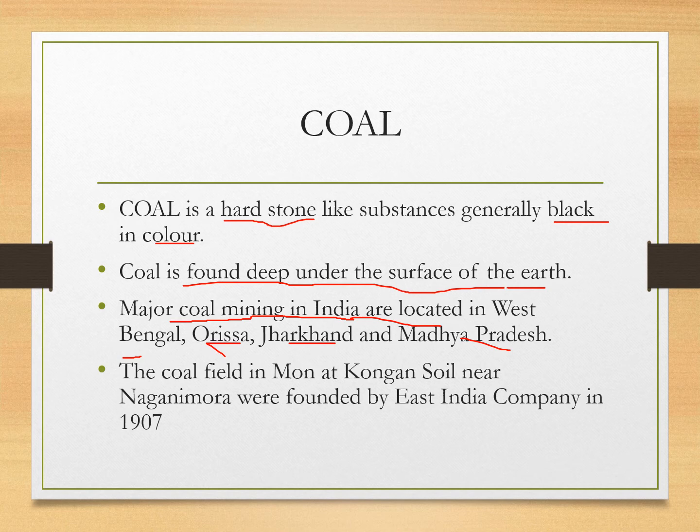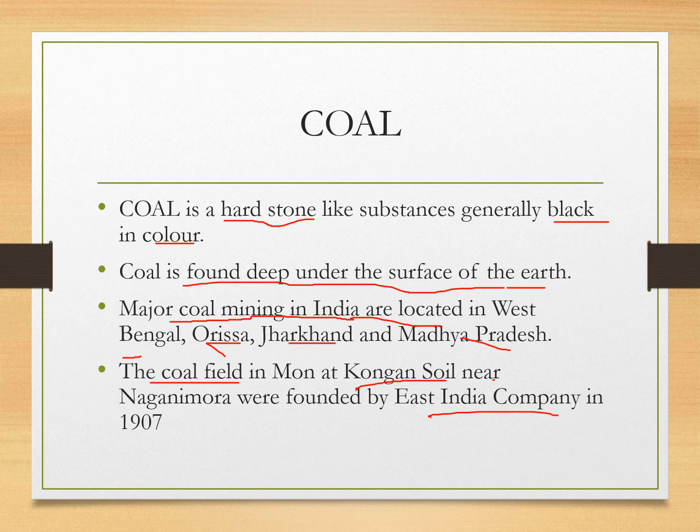Now when you talk about Nagaland, forget about Nagaland, even in Mon we have a soil called Kongan soil, near the Naganimora. In this Naganimora you will find a coal field, Koila field. We used to talk about Koila, right? So this coal field in Mon was first discovered by the East India Company in the year 1907. This is not written in your book, but I have given this as general knowledge.